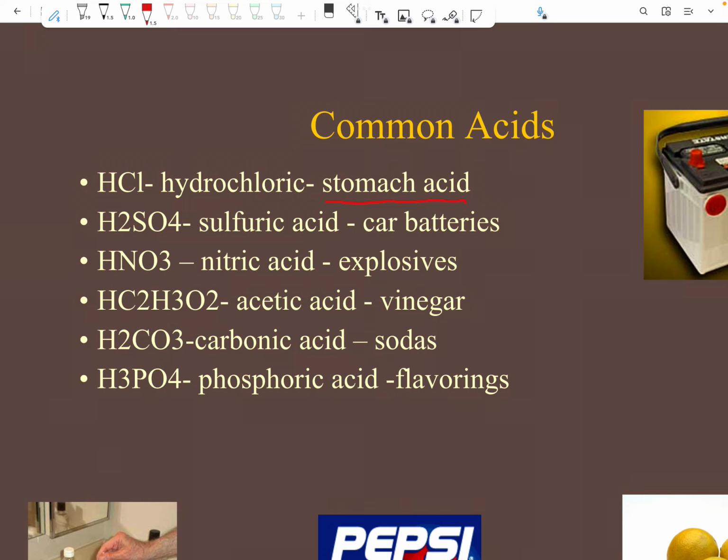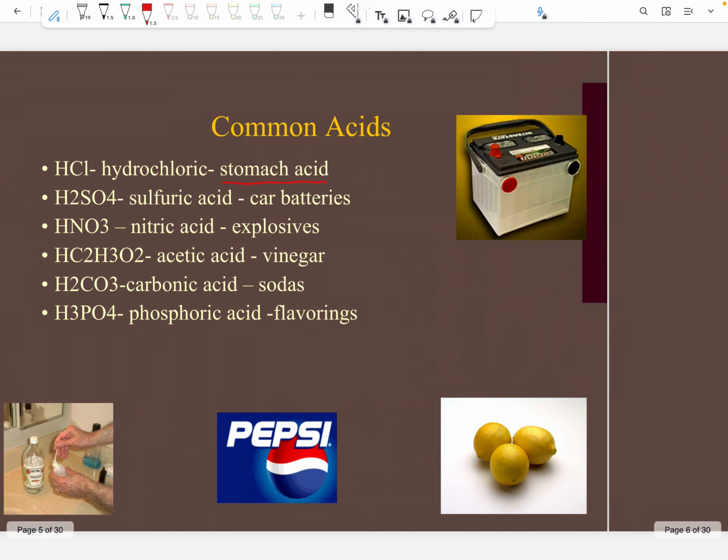H2SO4 is sulfuric acid. You find that in car batteries. It's a very strong acid, very strong. HNO3 is nitric acid. Find that in explosives. Acetic acid is in vinegar. That's a pretty weak acid. Carbonic acid, you find that in soda pop quite a bit. And H3PO4, which is phosphoric acid, you'll find that in flavoring. So you find a lot of acids in a lot of different products. Okay.